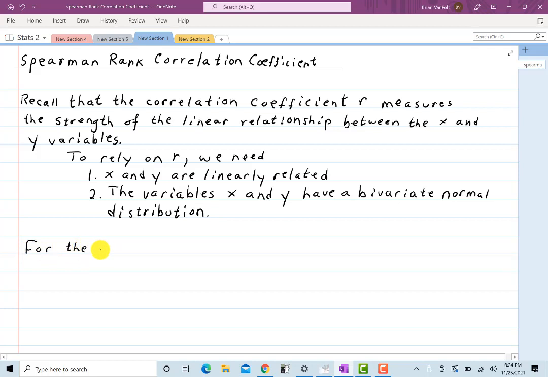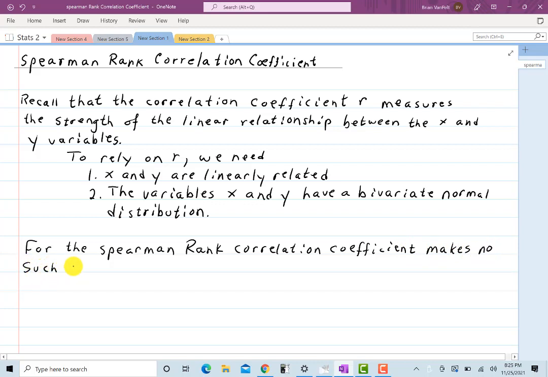For the Spearman rank correlation coefficient, it makes no such assumptions.